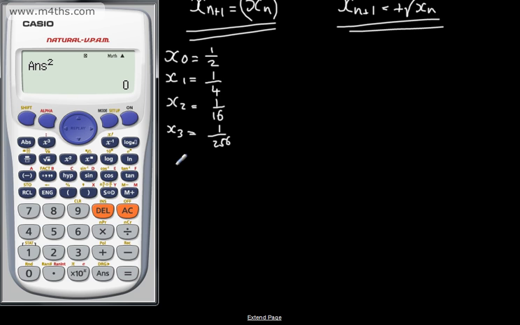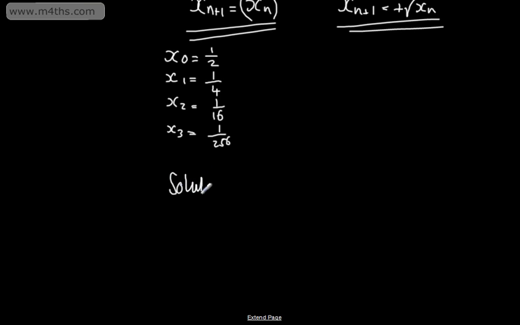So what we could say then is that the solution is going to be equal to 0. Because that's what it's done. It's kept feeding that number in and squaring it and squaring it and squaring it, and we've come down there.